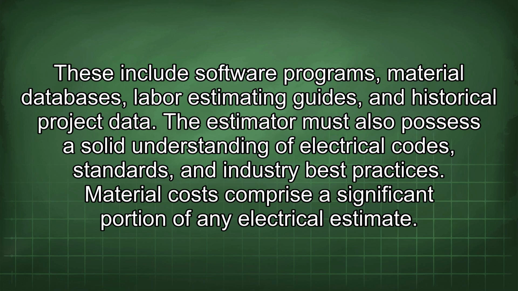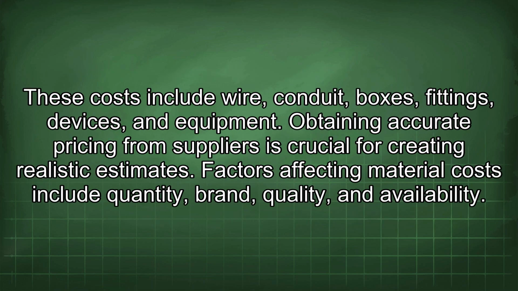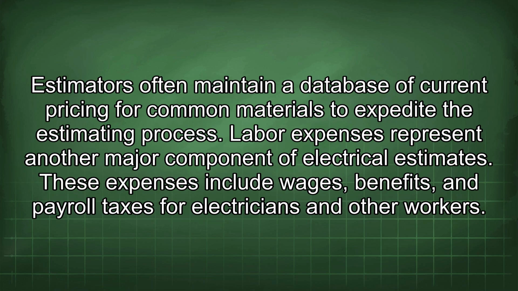Material costs comprise a significant portion of any electrical estimate. These costs include wire, conduit, boxes, fittings, devices, and equipment. Obtaining accurate pricing from suppliers is crucial for creating realistic estimates. Factors affecting material costs include quantity, brand, quality, and availability. Estimators often maintain a database of current pricing for common materials to expedite the estimating process.